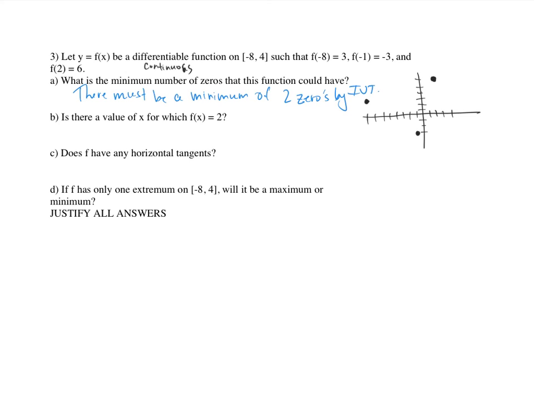Is there a value of x for which f of x equals 2? Well, I need f of x equals 2. So let's go ahead and draw this dashed line here at 2. This is what I need it to be. So is there a value for which f of x must equal 2? Yeah, because again, this is continuous. So for me to go from here to here or from there to there must be an f of x equaling 2. So yes, again, by IVT.